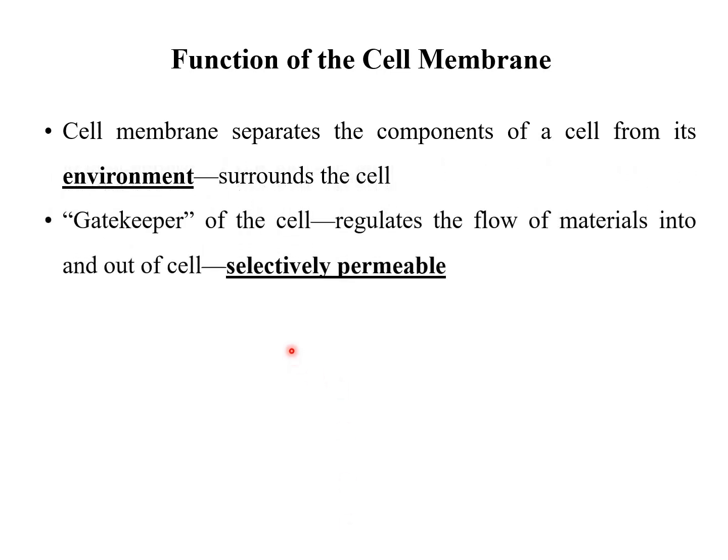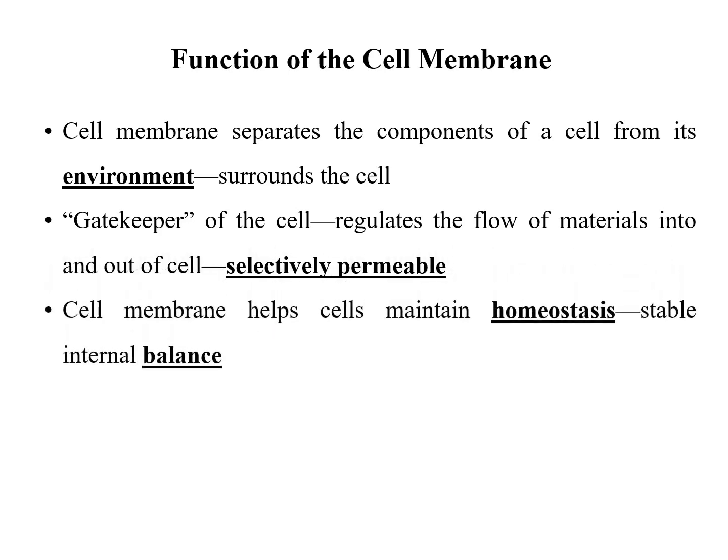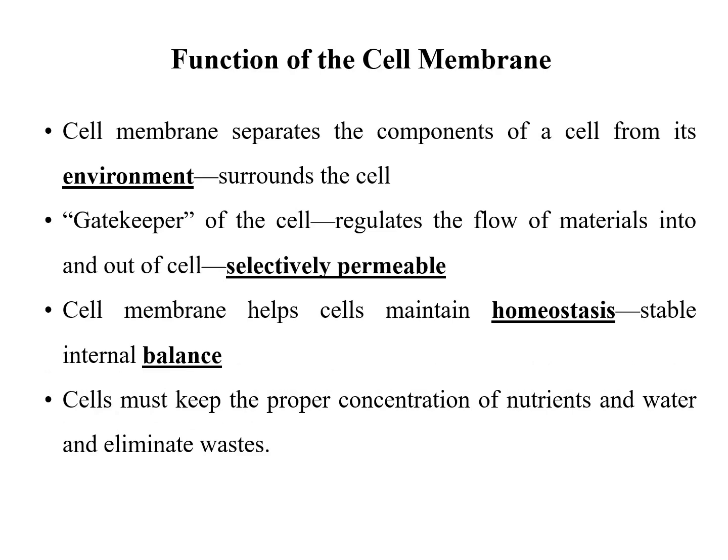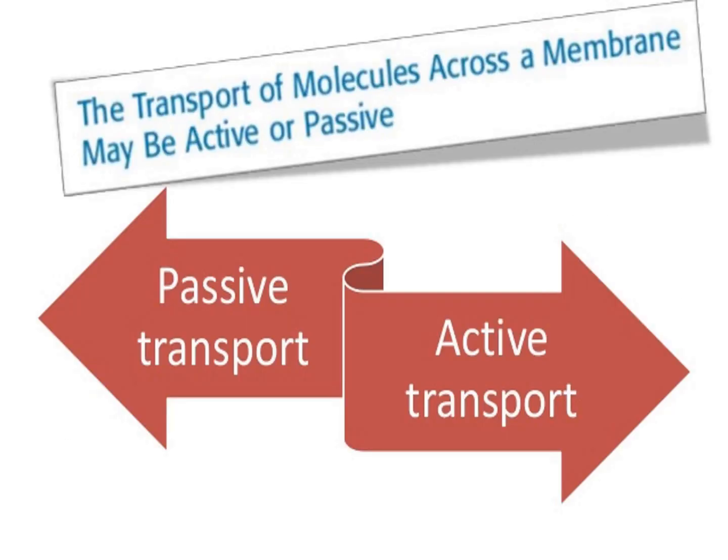It is a gatekeeper of the cell that regulates the flow of materials in and out of the cell, which is called selectively permeable. The cell membrane helps to maintain homeostasis, a stable internal balance, and also keeps a proper concentration of nutrients as well as water, and eliminates waste particles.